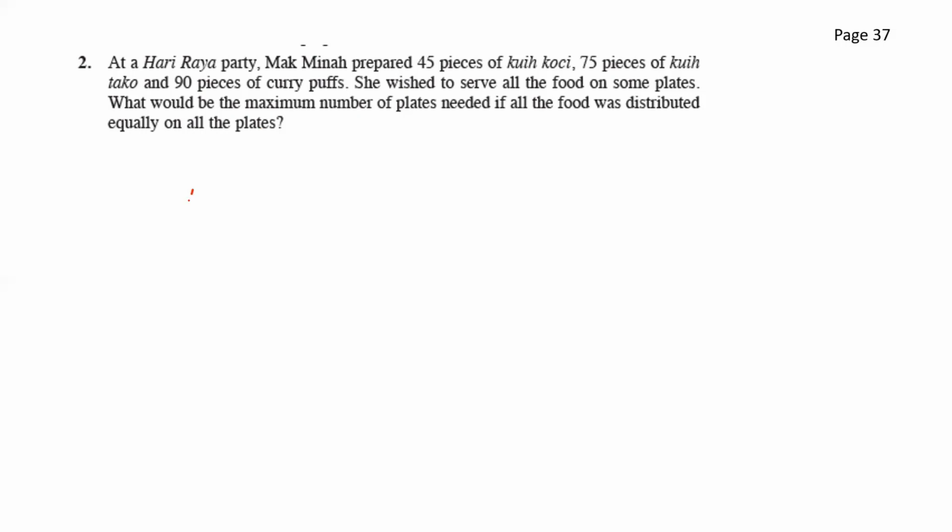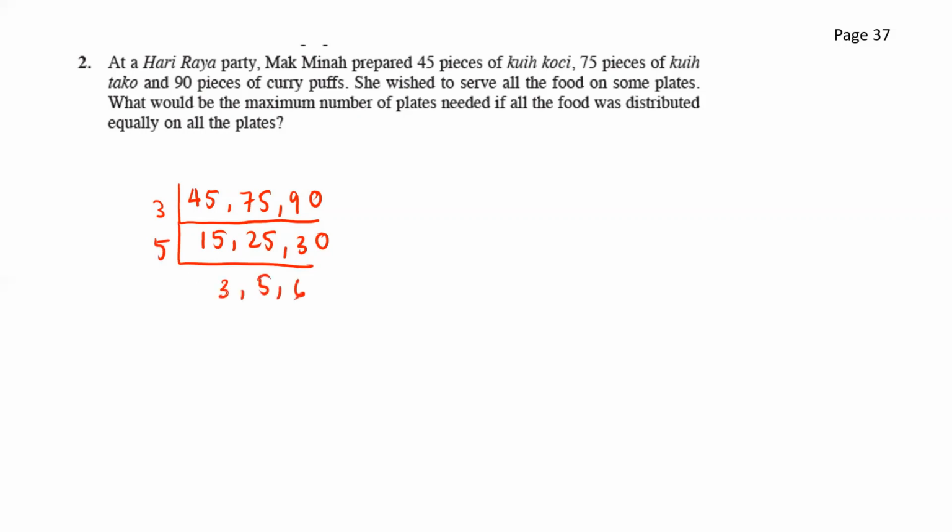Okay, so we'll do the same thing like just now, 45, 75 and 90. Here we will divide it by 3. We get 15, 25 and 30. So dividing it by 5 again, we get 3, 5 and 6, and that cannot be divided anymore. So we have 5 and 3. So that would be 15 plates.